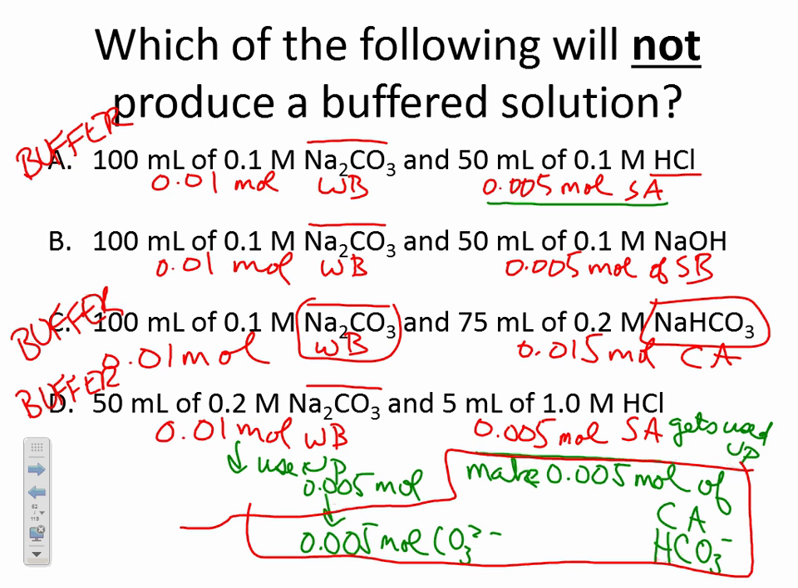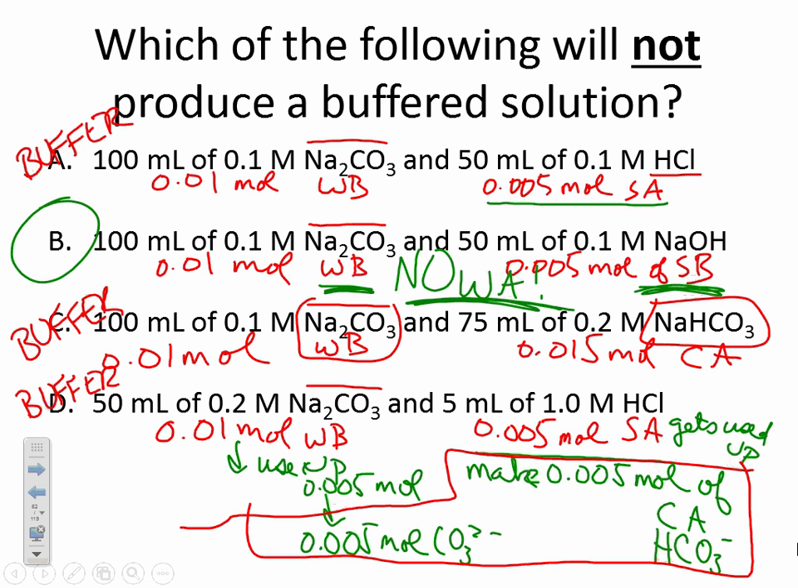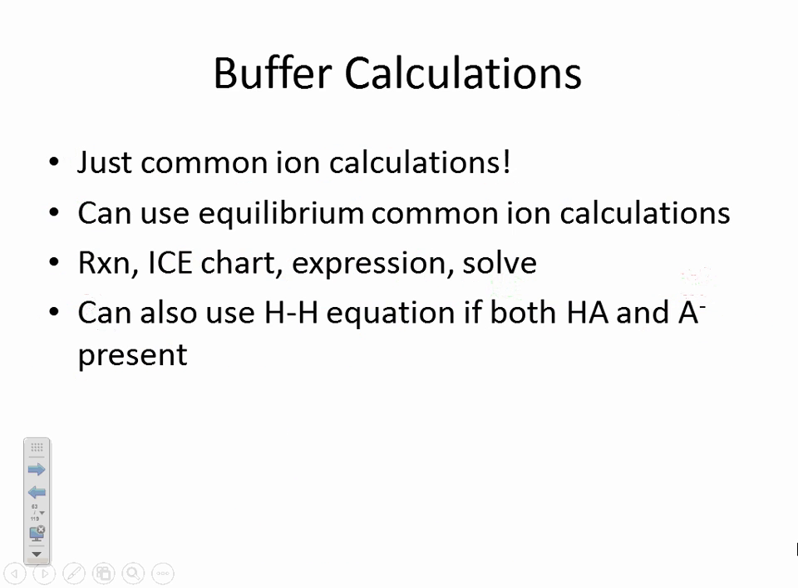But if you look at B, what's different about B is that you have a weak base plus a strong base. There is absolutely no way that you will get a weak acid out of that situation, because you have a weak base and a strong base. There is no weak acid. So you're not going to be able to make a buffer any possible way you can think of from that. So B is the one that's not going to make a buffer.